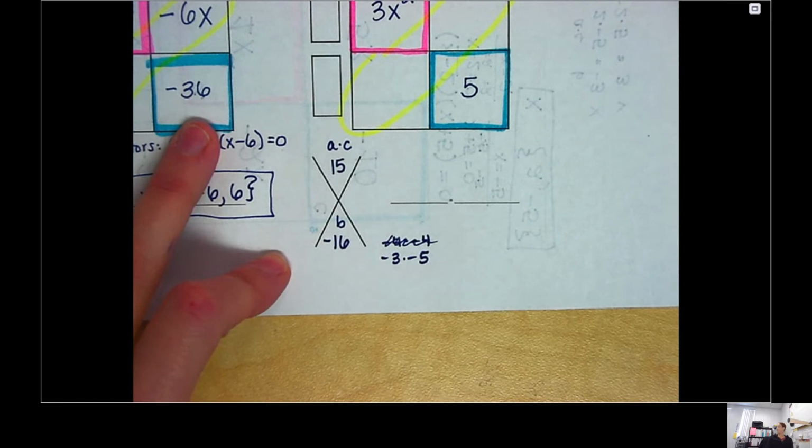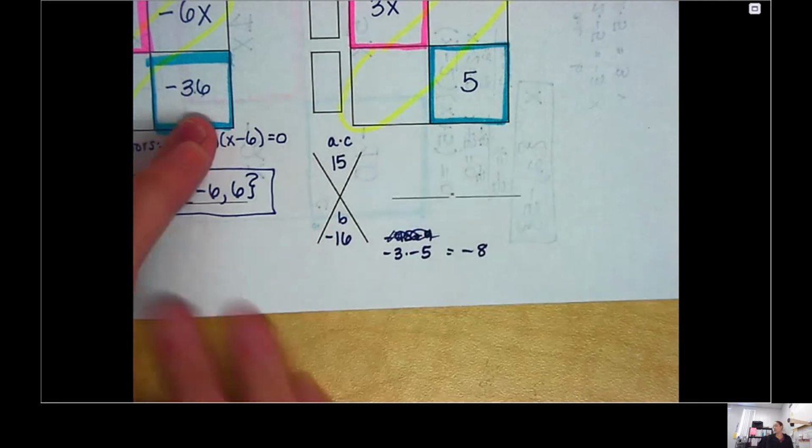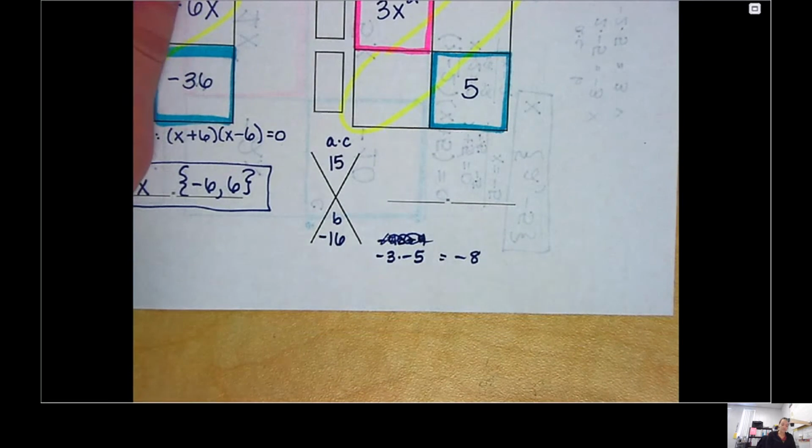I'm telling you, it's -1 and -15. This is -8 when you add them together. Yes! So Talasia's right. And y'all were looking at me like I was stupid.